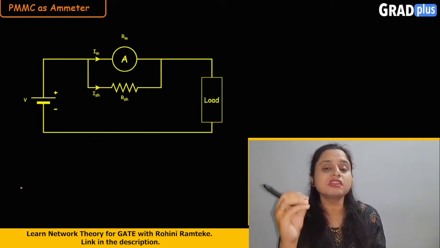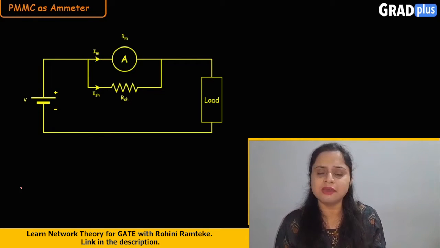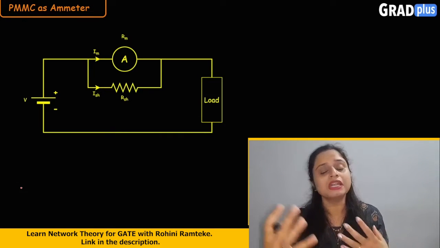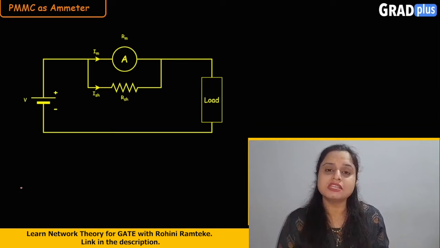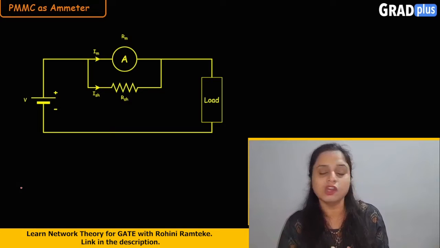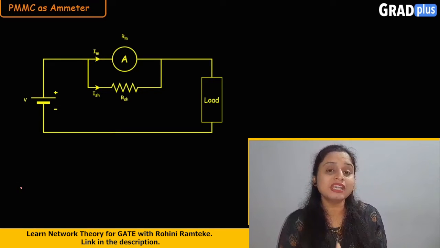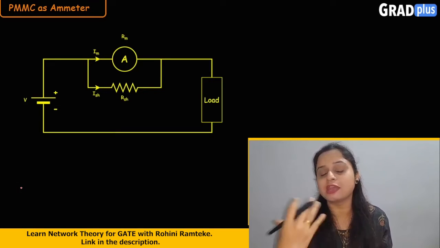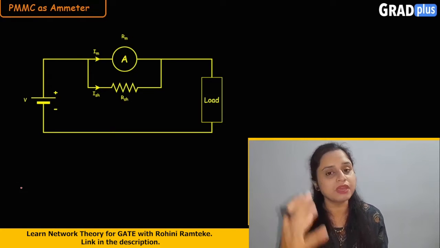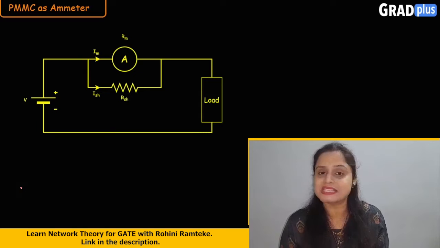Here we are using the PMMC instrument as an ammeter. We can use any instrument, that is your MI instrument or electrodynamometer type instrument. But here let us say we are considering the PMMC instrument, that is nothing but your permanent magnet moving coil instrument. That instrument can be used as an ammeter and that can be used as a voltmeter. So here we are considering the case when the PMMC instrument is used as an ammeter.